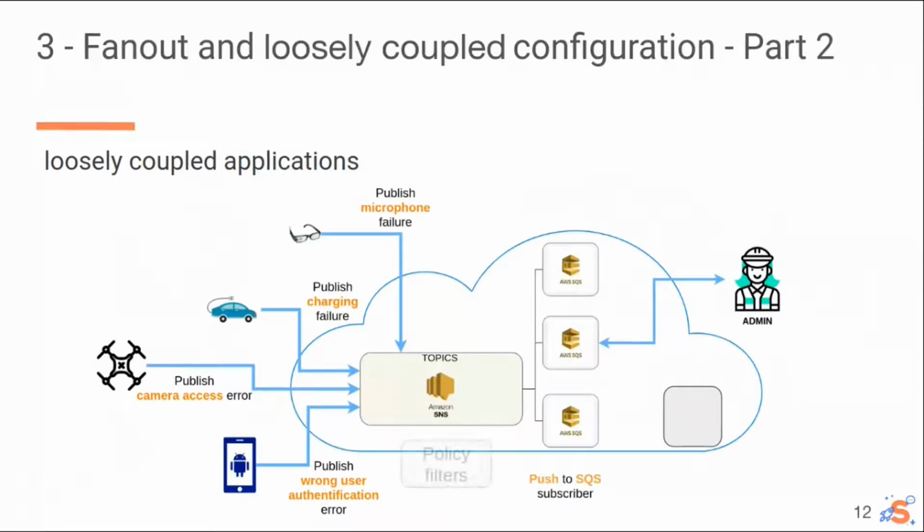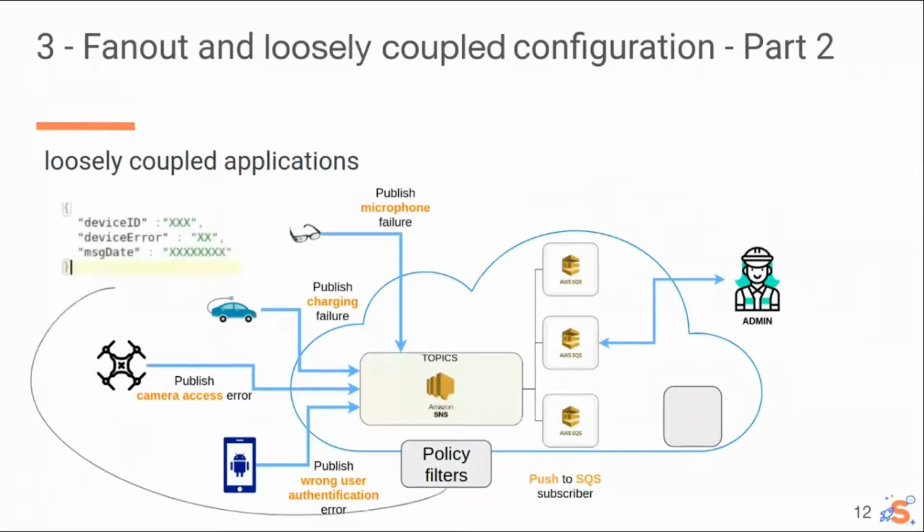Actually, we have something called the policy filters. You can apply a policy filter to SNS. You can tell SNS, for example, to accept only messages that are compliant to some format. If a message is not compliant to this format, then it will be dropped. In this case, we're not relaying invalid messages. We're saving bandwidth and we're saving costs.